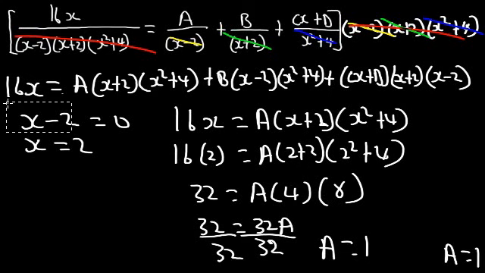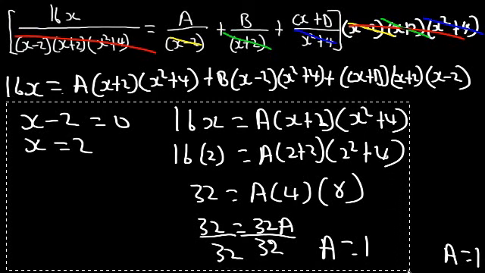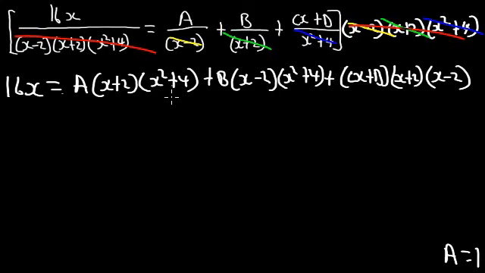Having gotten A, we have to proceed to the next constant, and that will be B in this case. Look for a term that is present here and here in order to make it 0. That should be x plus 2.